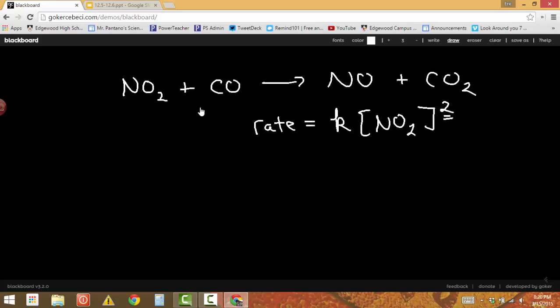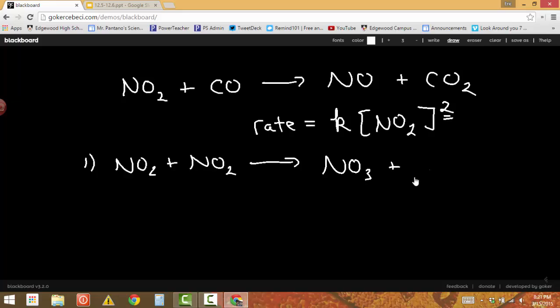So I have to propose a mechanism, and there have been a couple of mechanisms proposed, but the one that I just showed you has the first step as two NO2 molecules colliding with each other to form an NO3 and an NO.